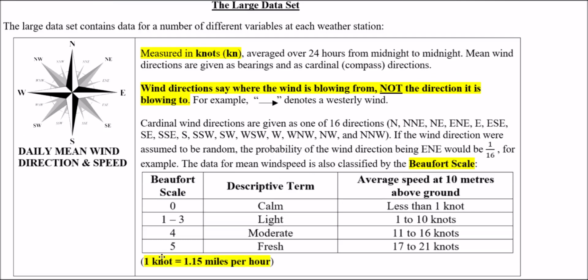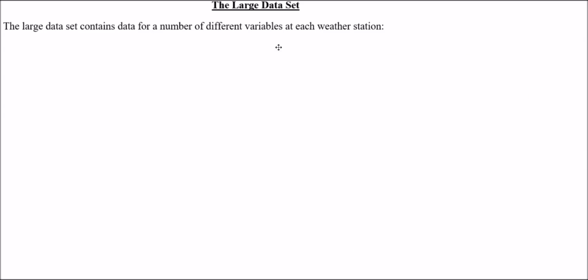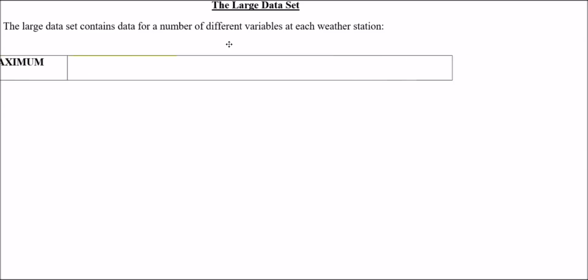By the way, 1 knot is 1.15 miles per hour. So very, very roughly speaking, 1 knot is about 1 mile per hour. Next up, we've got daily maximum gust. This is measured in knots as well, and this is the highest maximum wind speed recorded. The direction from which the maximum gust was blowing is also recorded too.